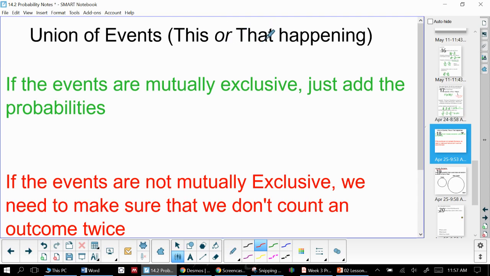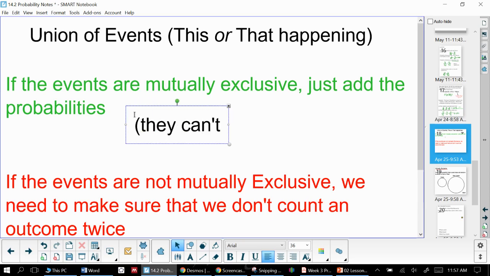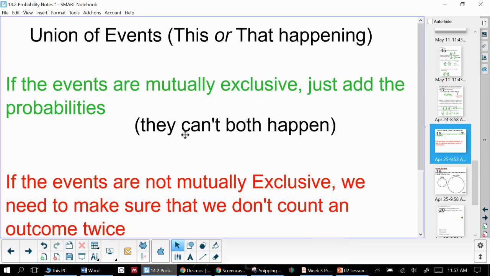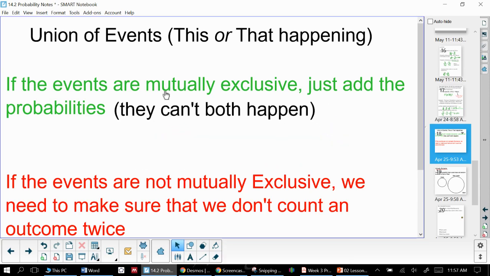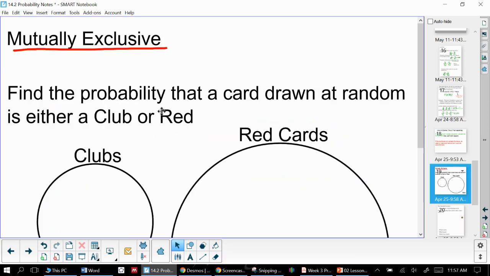And there are 2 examples here, and one of them is a whole lot easier than the other. So we'll start with the first one. If the events are mutually exclusive, we just add the probabilities. What that means is they can't both happen, and you'll see that in the example. So let's take a look at mutually exclusive events.